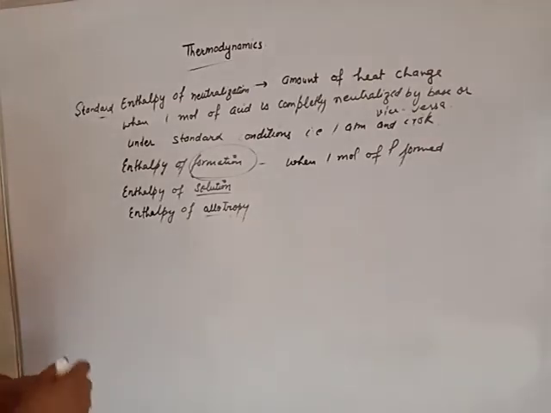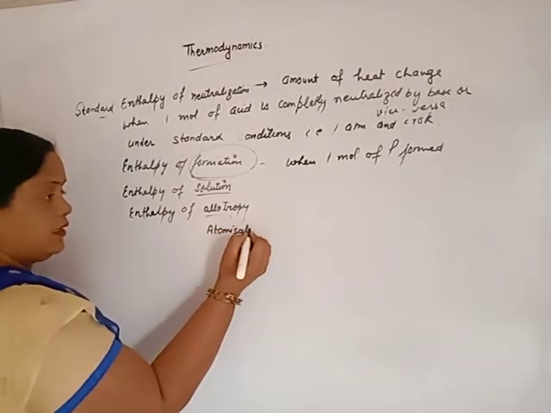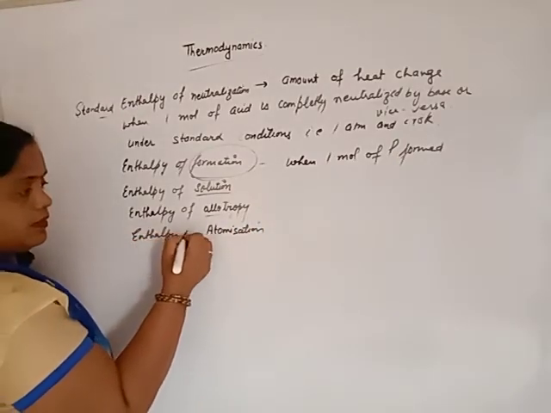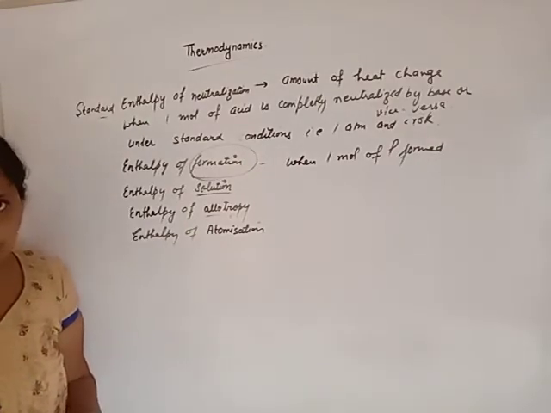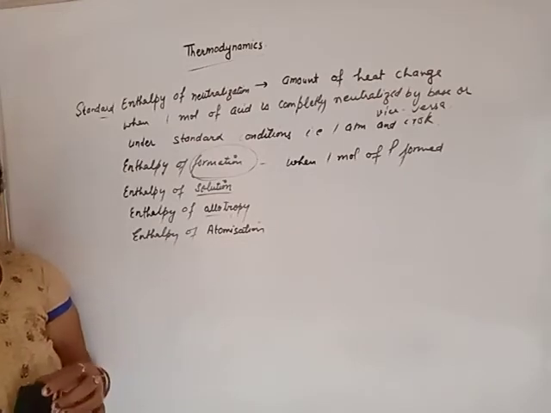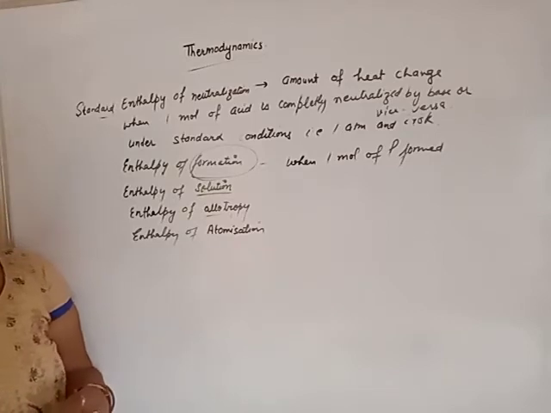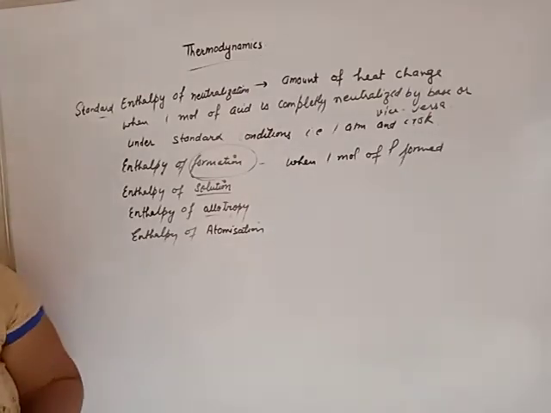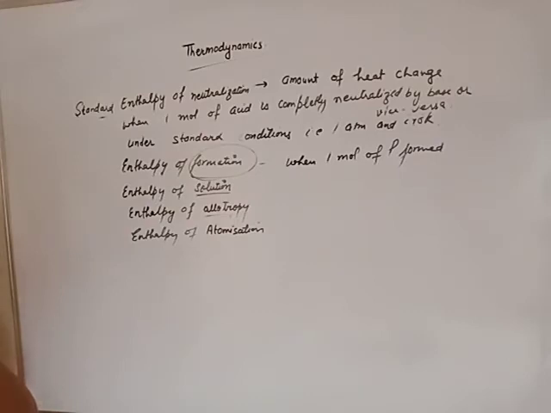Now enthalpy of atomization. Beta, enthalpy of atomization: any substance completely dissociates into atoms. That means enthalpy of atomization is the amount of heat change when 1 mole of atoms is formed during a chemical reaction. Under standard condition, it is known as standard enthalpy of atomization.